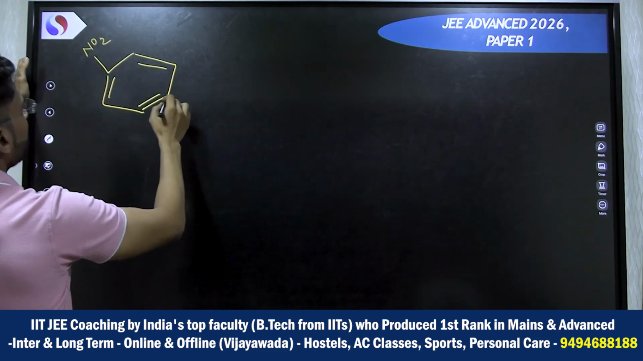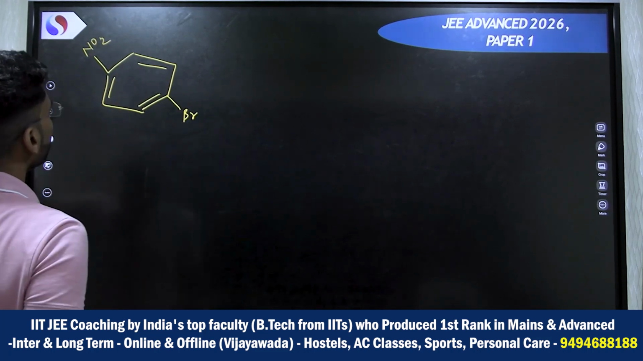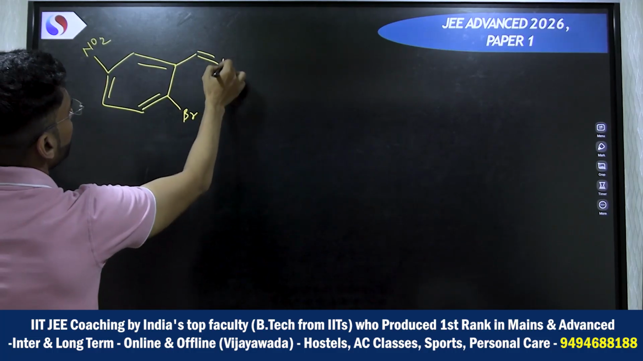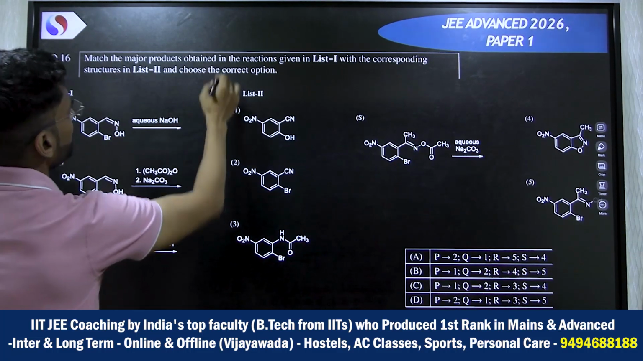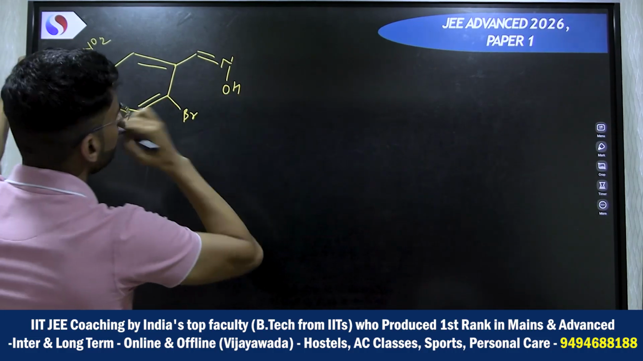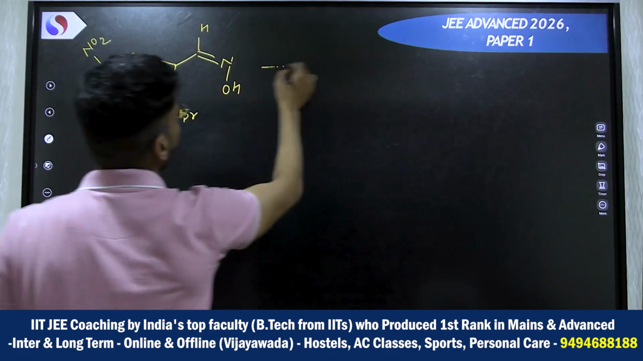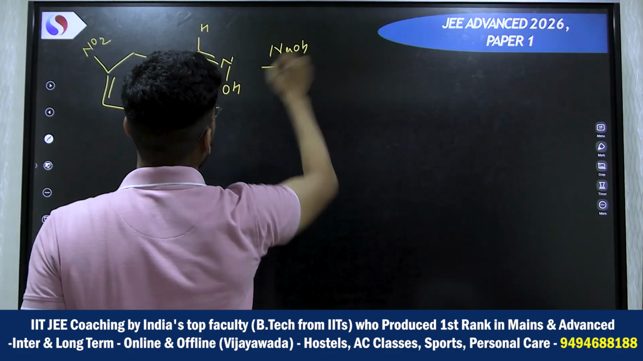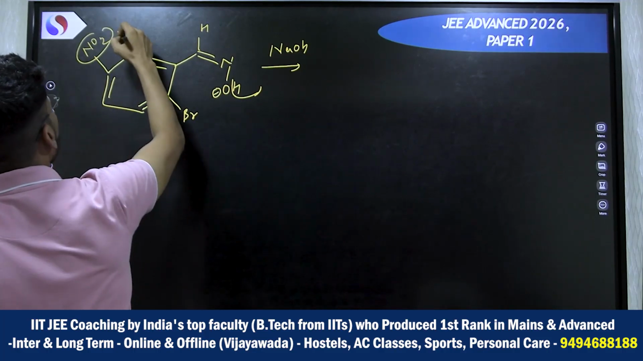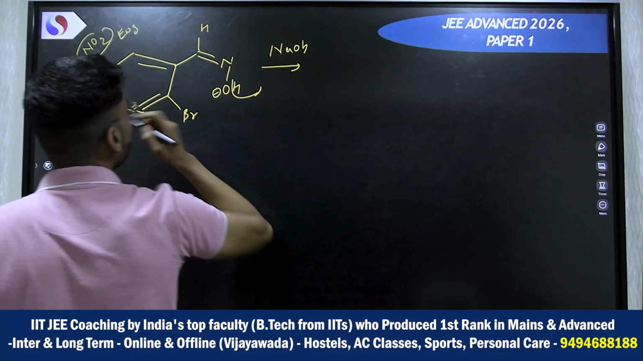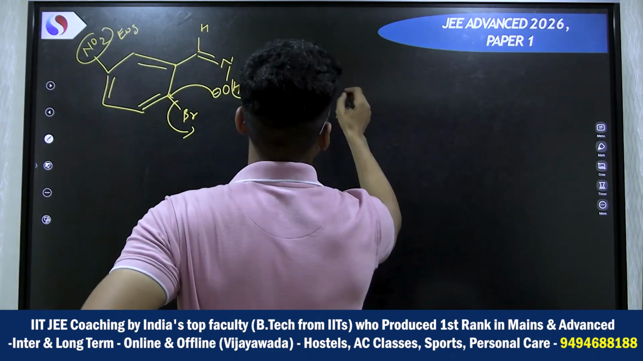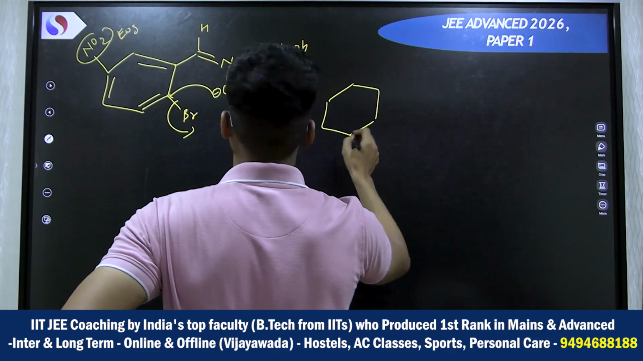Nitro group. This is Br here. This is carbon double bond nitrogen. This is OH here. Here I have a hydrogen. If I add base into this, I know that base will abstract the proton. This is negatively charged, and this is an electron withdrawing group, so this negative charge will attack here. Br will go out. So the first product will be formed like this.